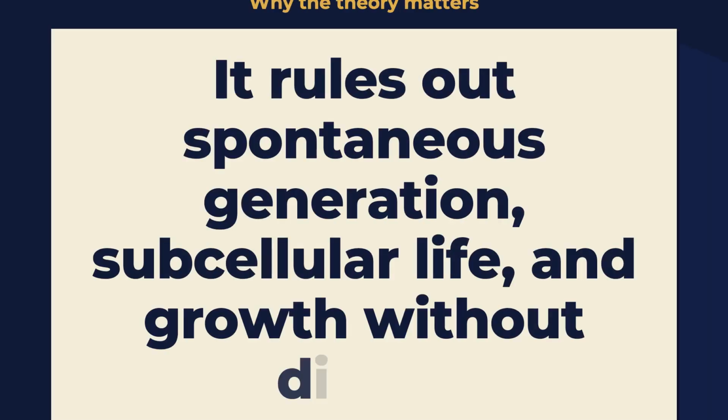A good theory earns its status by what it forbids. Cell theory rules out spontaneous generation, rules out life existing below the cellular level, and rules out any healing or growth that doesn't come from dividing cells, which is exactly why cancer and scarring make sense within it.